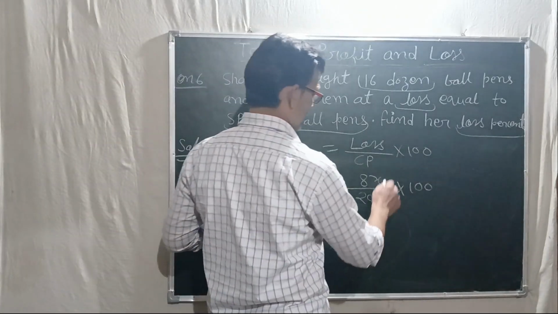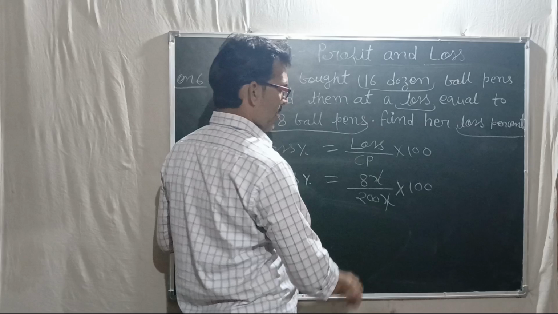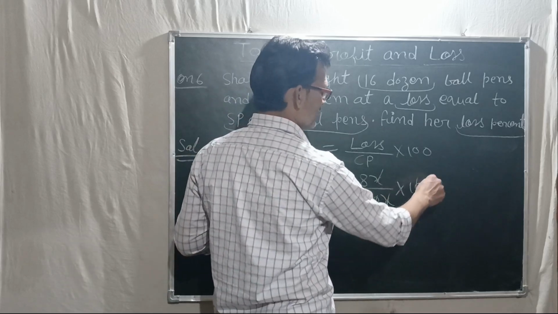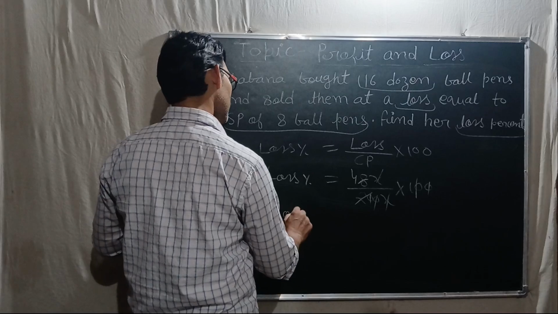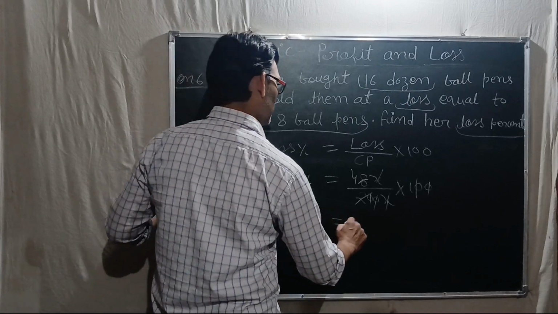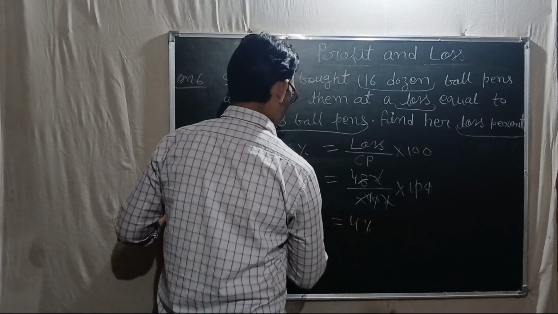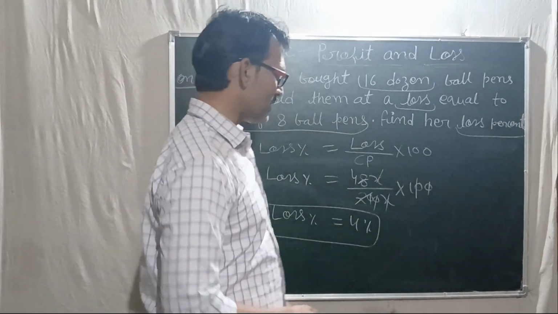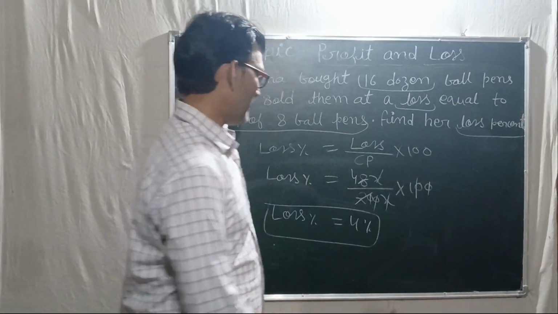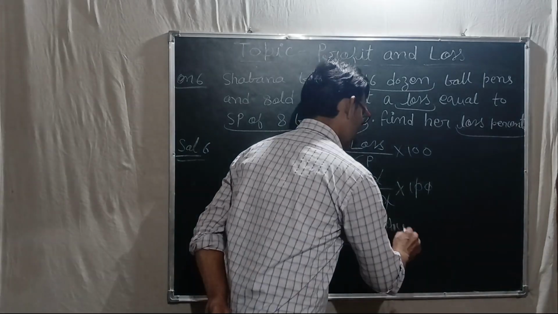Now divide. This x gets cancelled out, this 20 gets cancelled out, and 4 times 2 is 8. So the total loss percent is equal to 4%. So, students, this is the loss on the 16 dozen ball pens, and this is our answer.